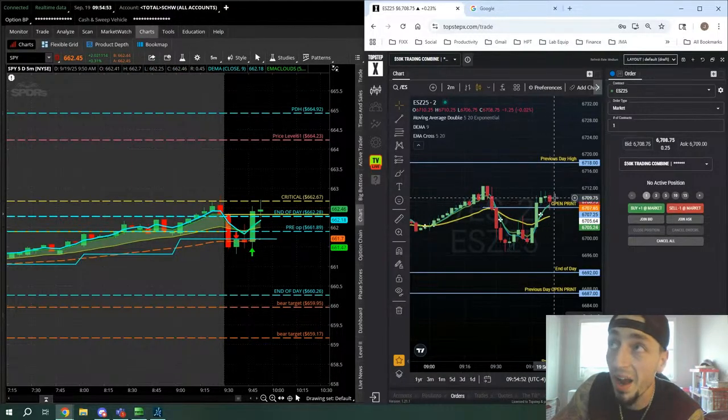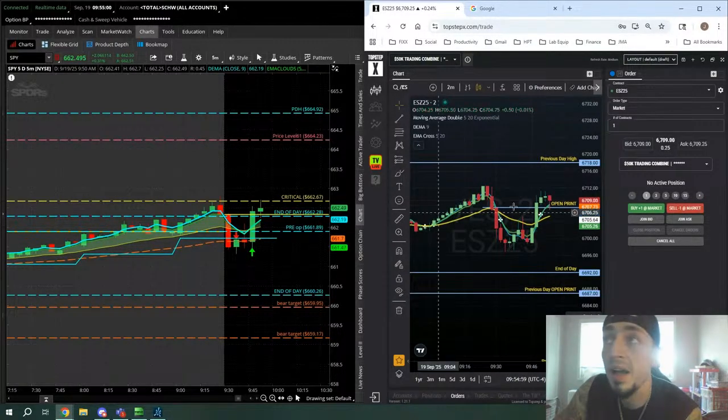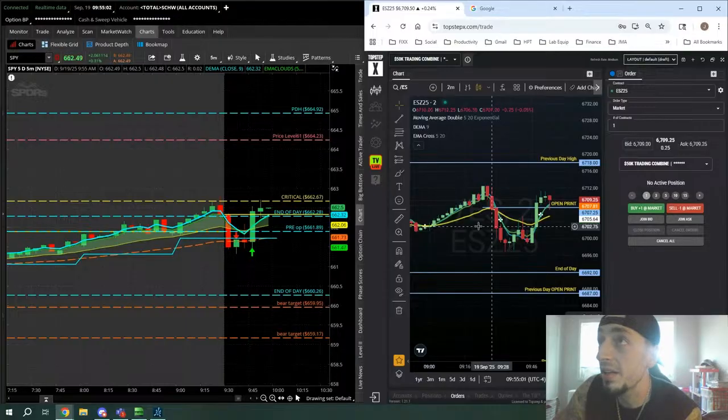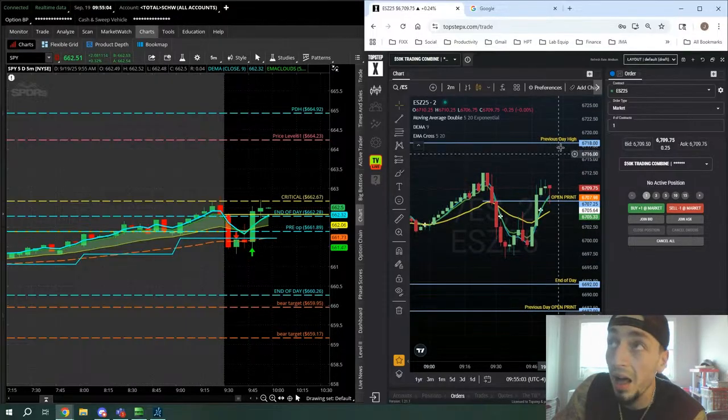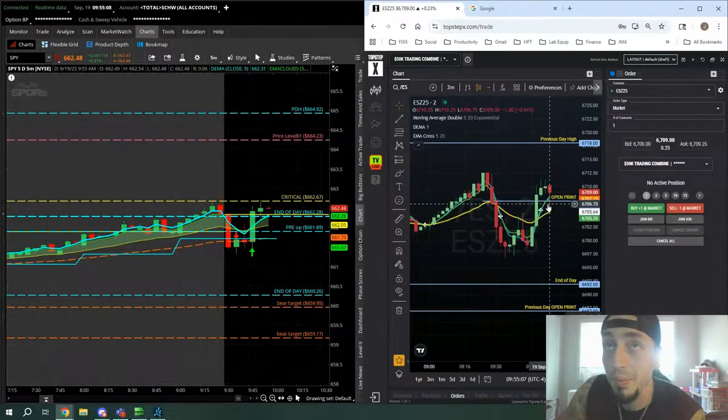If we can get a 2-minute RBI, I'll take it long. I'll keep a really tight stop below this 2-minute RBI. Let's see. Got one set up here, nice and simple. I'll look to target previous day high. I like us retesting open print.